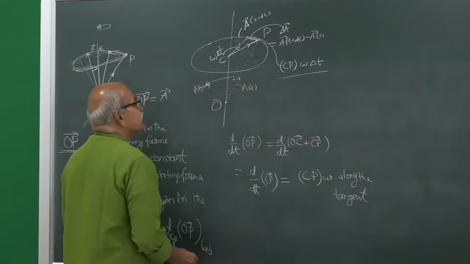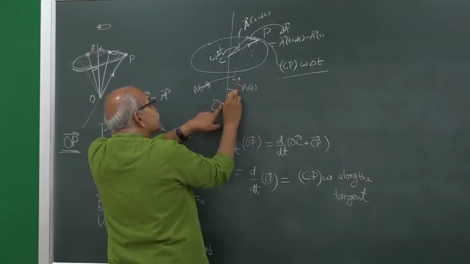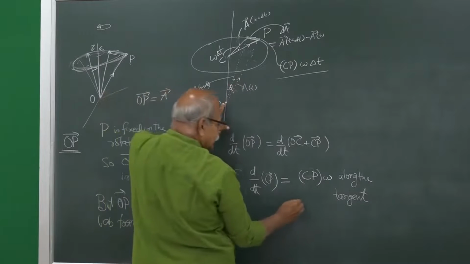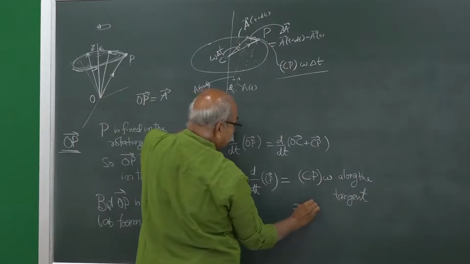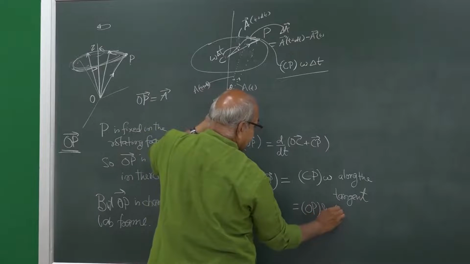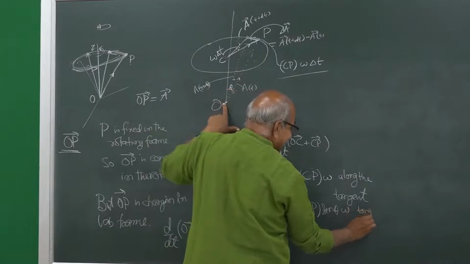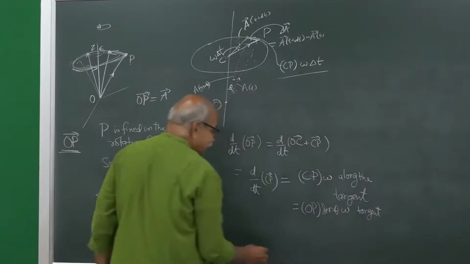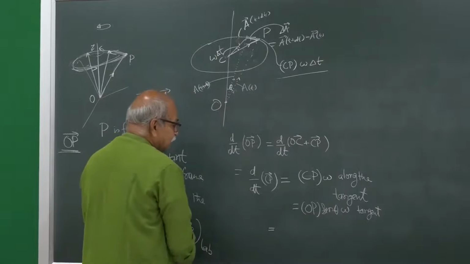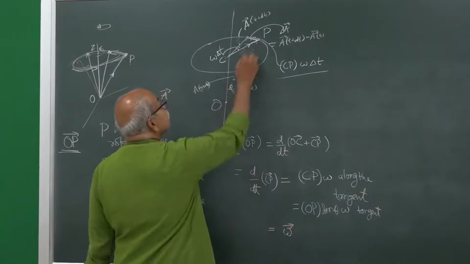And how much is CP? CP is this OP, and if this angle is some theta which is fixed, then CP will be OP times sine theta, and then omega, and the direction is along the tangent. And you work out that this is nothing but the cross product of the omega vector and this OP vector.